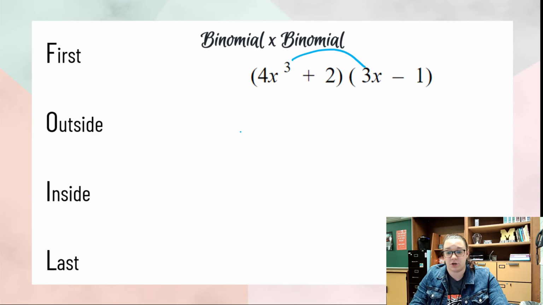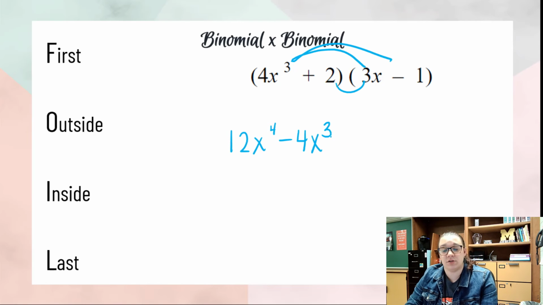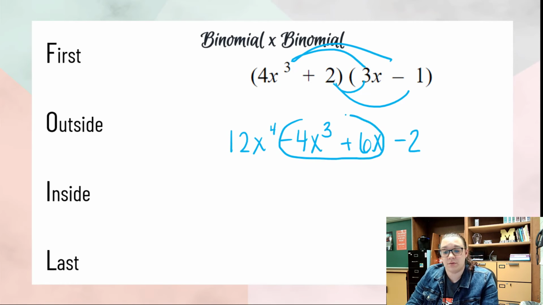First term times first term. So 4x cubed times 3x is 12x to the fourth. Outside terms, negative 1 times 4x cubed is negative 4x cubed. Inside terms, 2 times 3x is 6x. And last terms, 2 times negative 1 is negative 2. Combine your like terms. Wait a minute, do we have any like terms? I started to just go into autopilot mode there, but let's go back and notice.